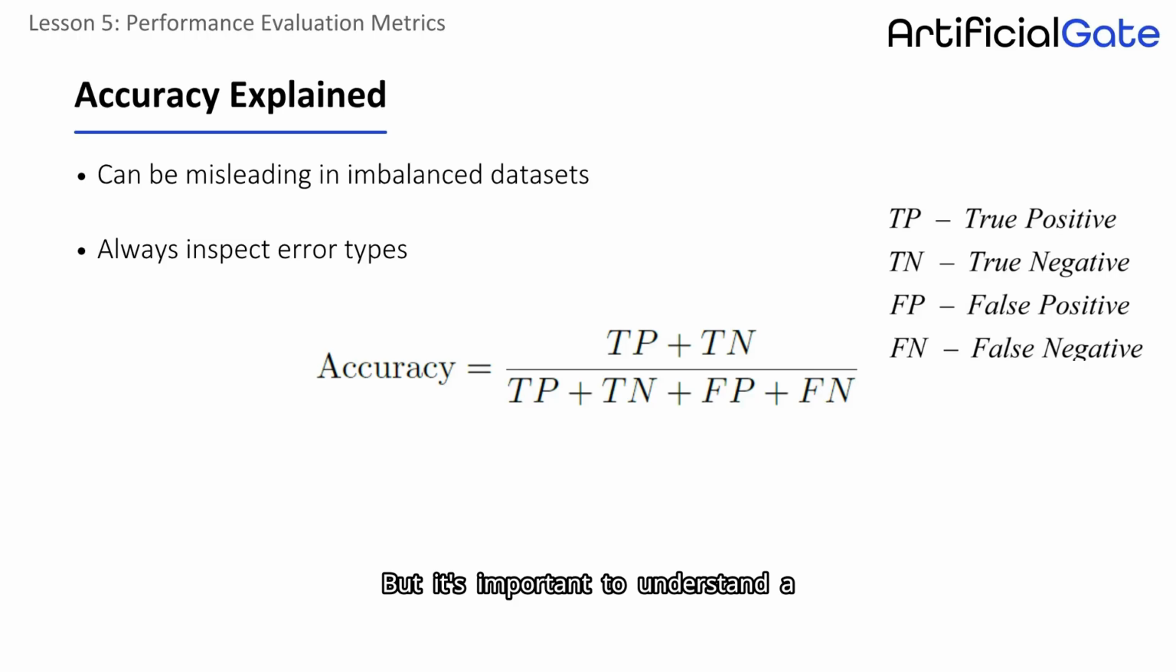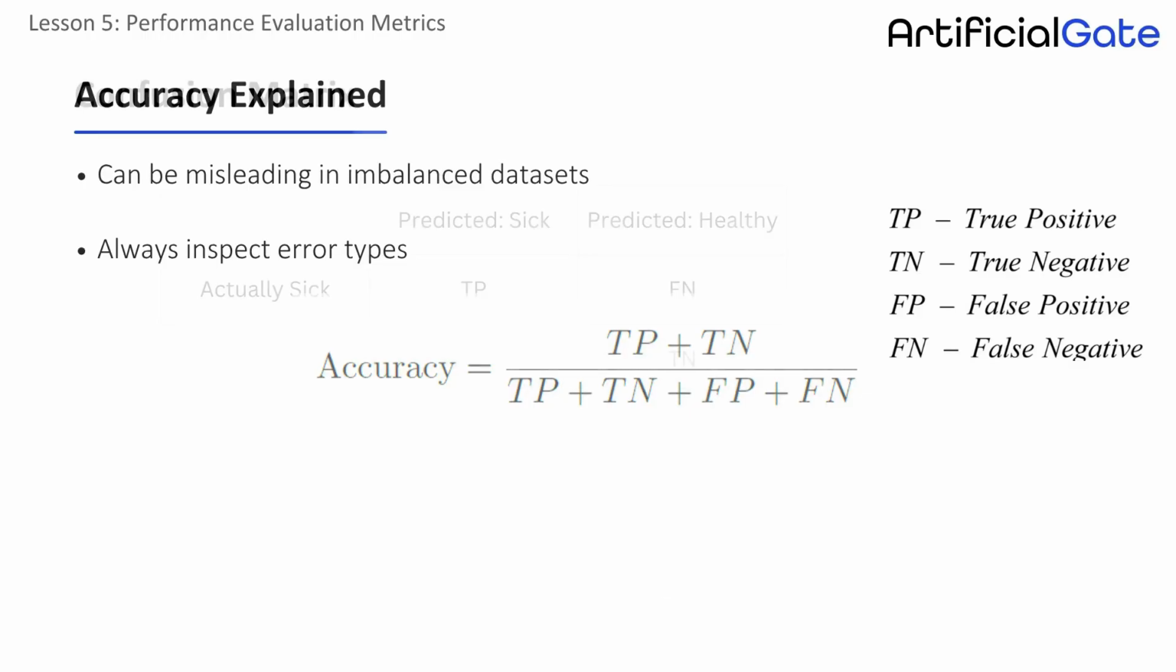But it's important to understand, a decrease in loss doesn't always lead to an increase in accuracy. The loss may improve even if the model is still making mistakes on the same cases. The reason is that loss has a higher resolution. It's based on probability deviations, while accuracy only checks if something is right or wrong.